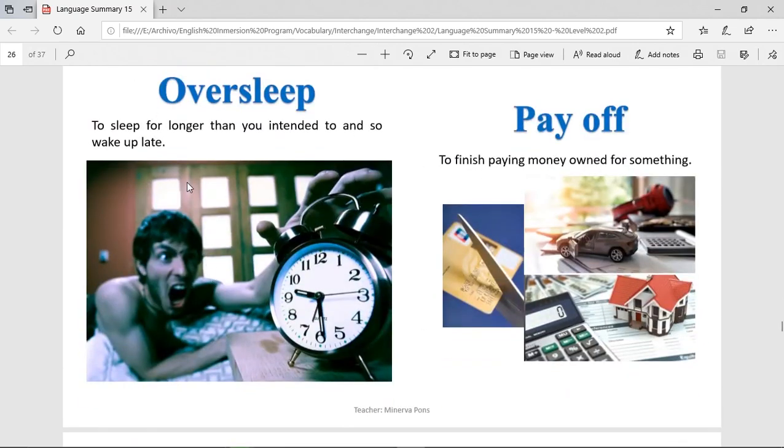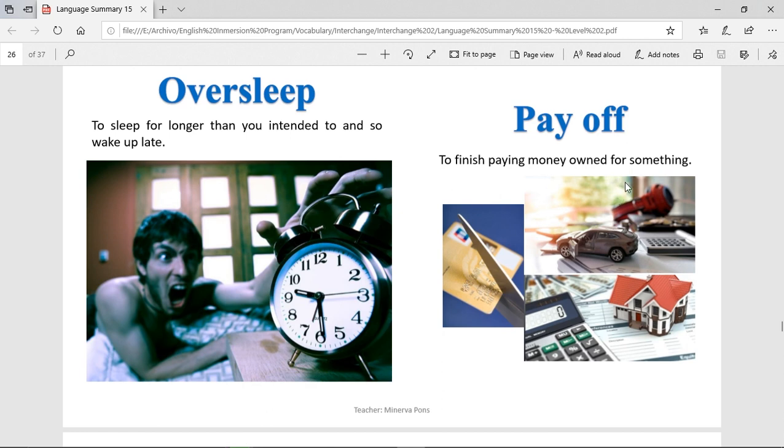Okay, here. Oversleep. To sleep for longer than you intended to, and so wake up late. If you were supposed to sleep until 8 o'clock in the morning and you slept until 10 p.m., then you overslept, like, a lot.